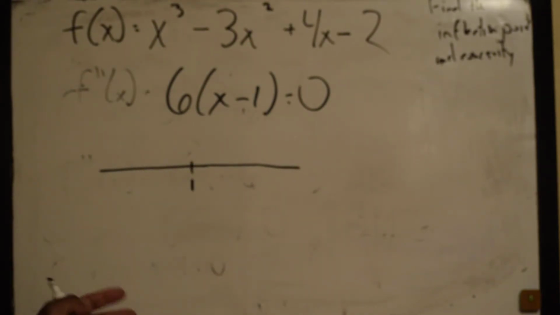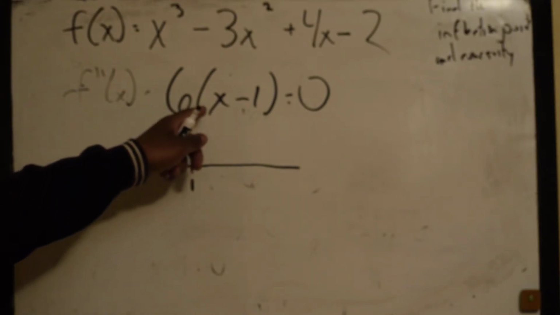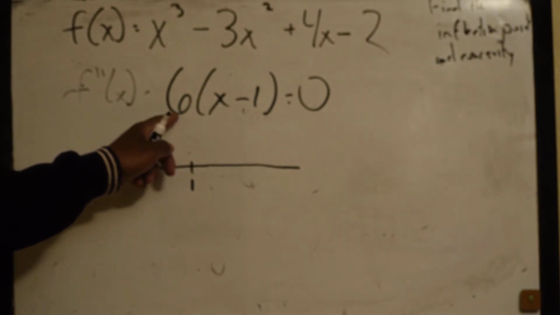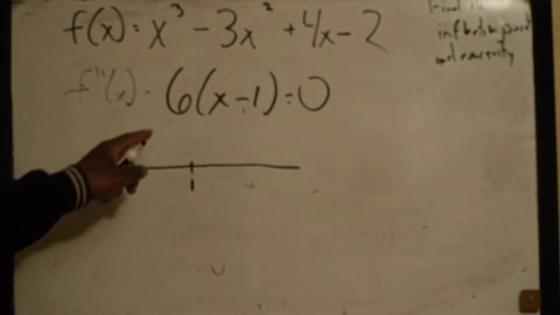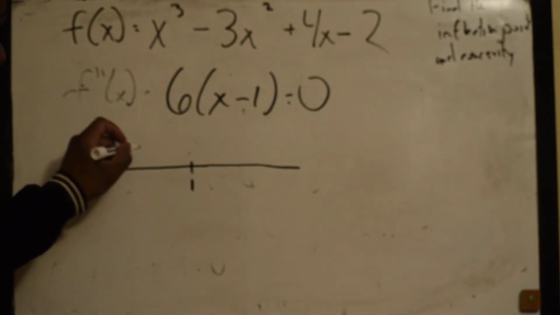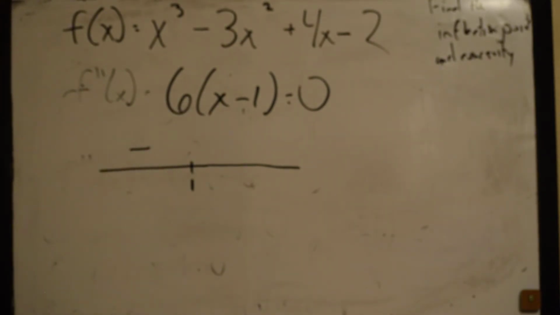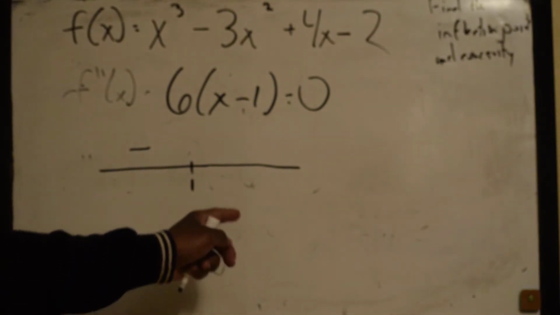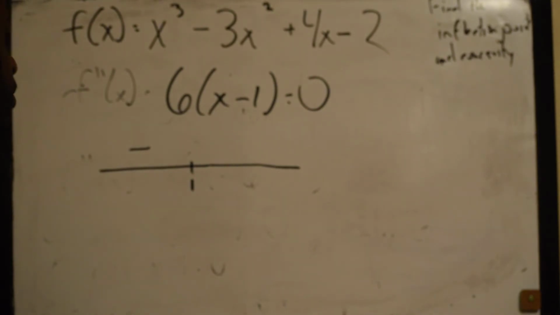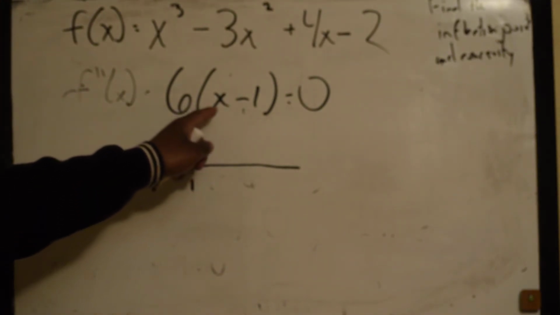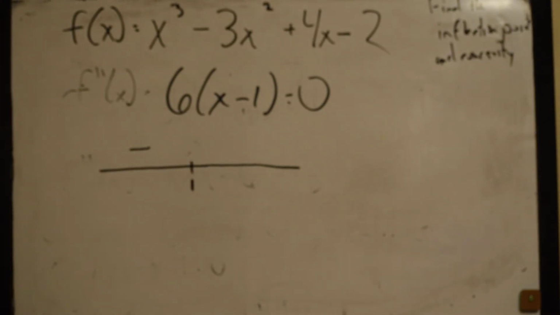So let's just put a 0 in. 6 times 0 minus 1. 0 minus 1 would be a negative 1. Positive times a negative would give us a negative. And now let's use a 2 for our number larger. Remember, whether we use 2, 3, 5, 15, it's going to get the same result. 6 times 2 minus 1 would be a positive number.